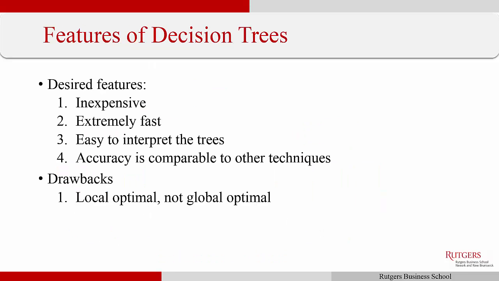The last part is the features of the decision trees. It has some desired features. First, it is inexpensive. It does not need much computational resource, and it does not require a very advanced server. Second, it is extremely fast compared with other algorithms like the neural network.